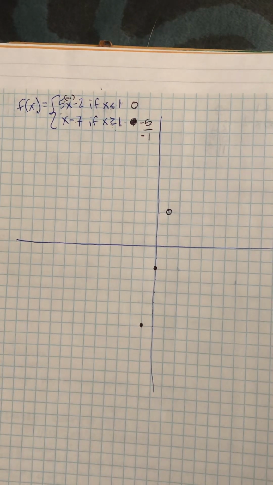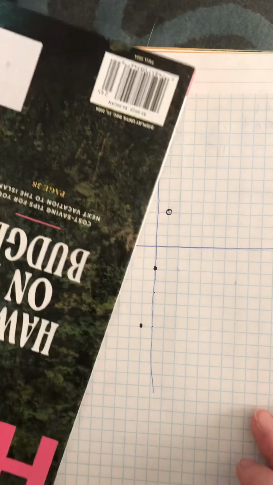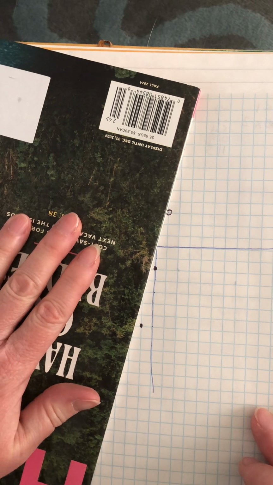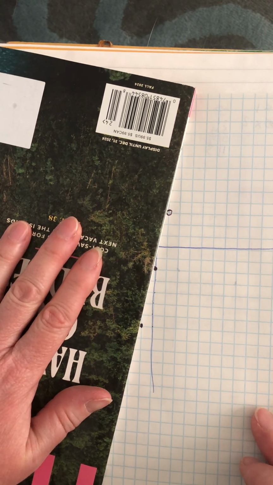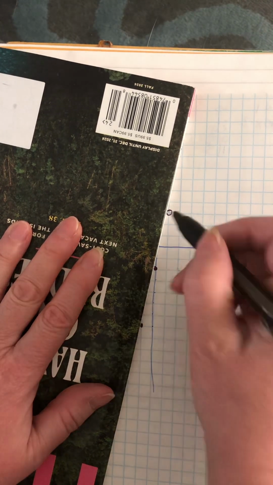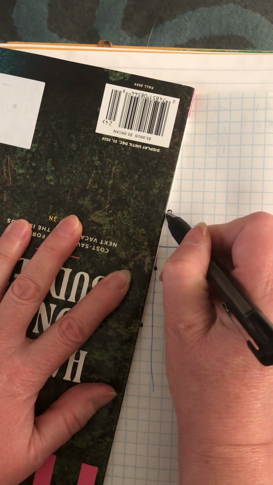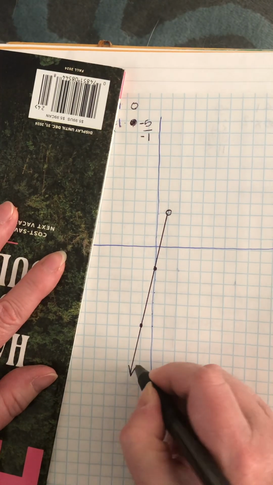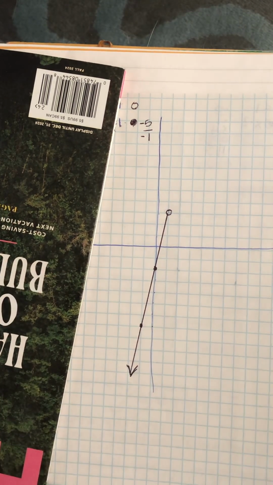So this is your graph here. I'm sorry, I don't have my straight edge with me at the moment, so we are going to improvise with the magazine. I'm not going past my 1. I'm going to just do this. Then remember to put an arrow on the end because it's going to go to infinity in that direction.